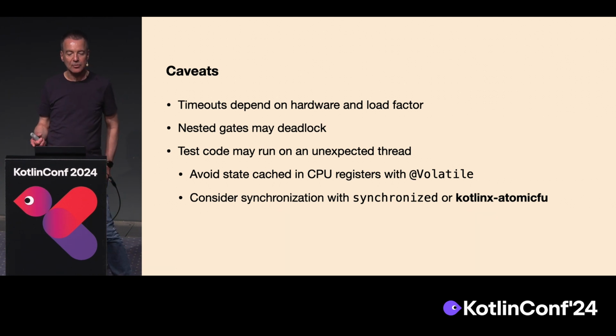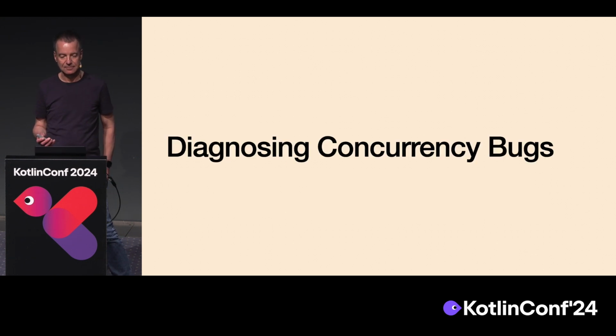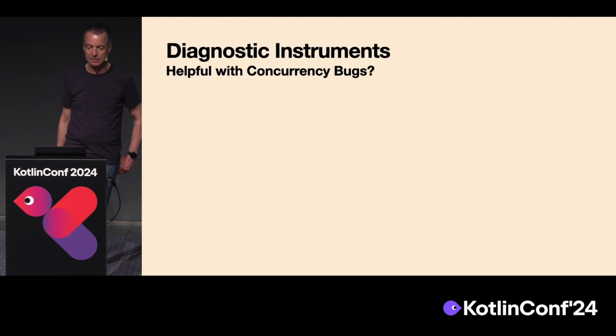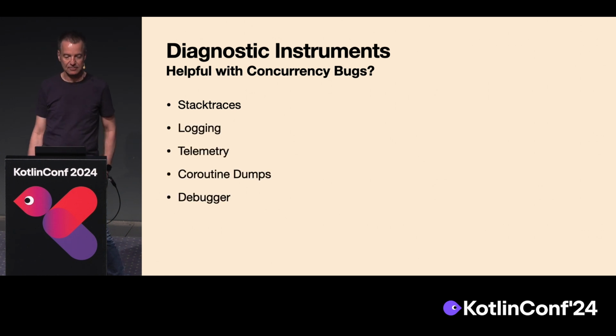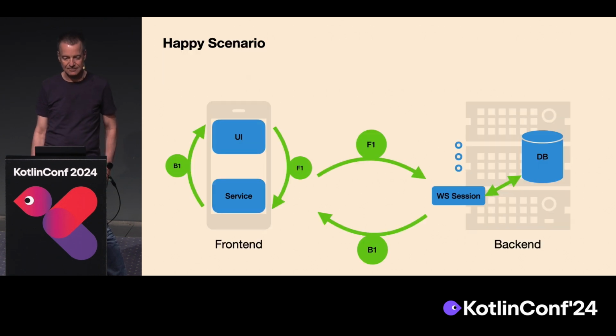So now that we know some techniques to provoke concurrency bugs, let's see how we could diagnose them. And when diagnosing concurrency bugs, we could use our standard instruments, which are stack traces, logging, telemetry, coroutine dumps, and of course, the debugger. Let's see how that works.